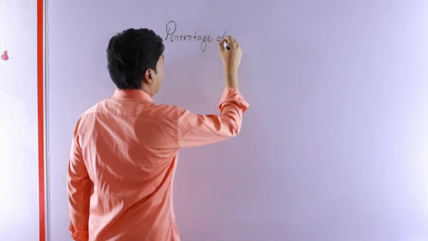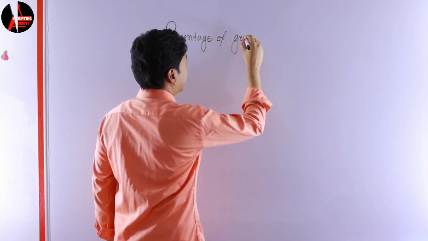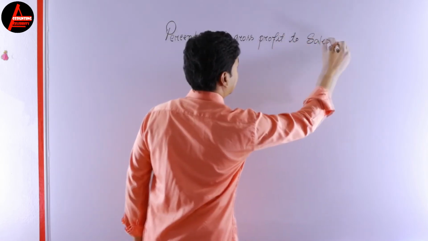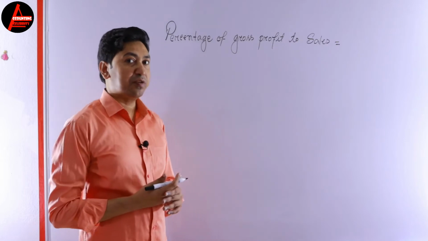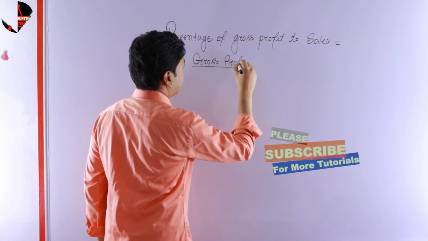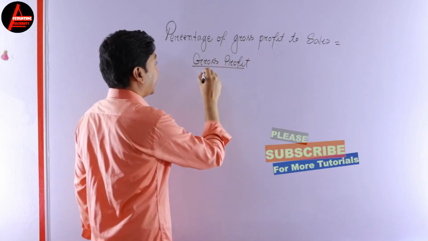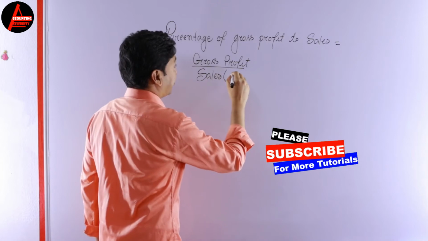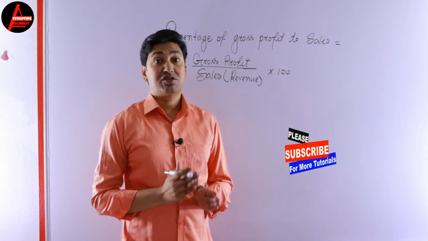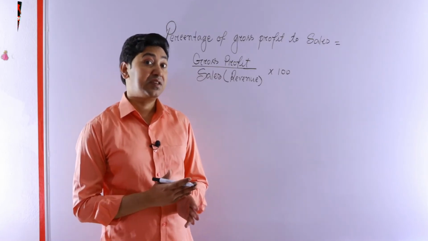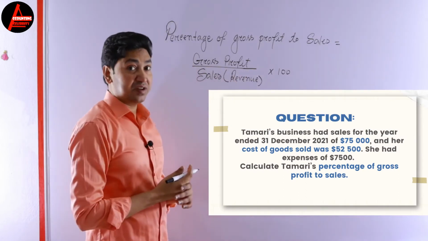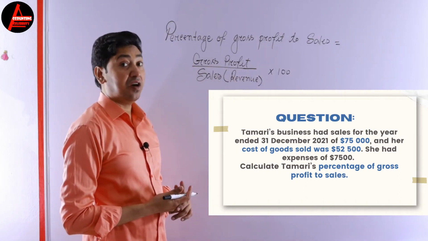percentage of gross profit to sales equal to what? Do you know this formula? Yes, it is gross profit divided by sales. Yeah, it is also called revenue. Okay, times 100. We have here cost of goods sold, we have here expenses and sales revenue, but there is no gross profit.